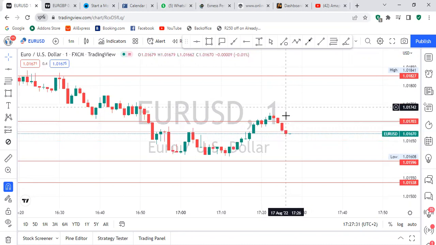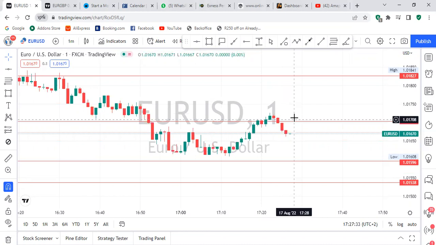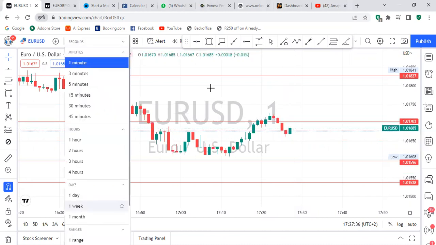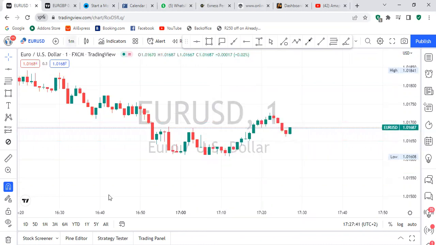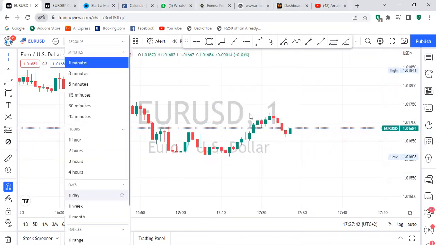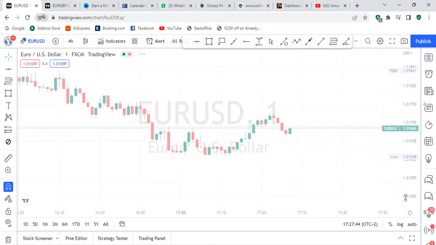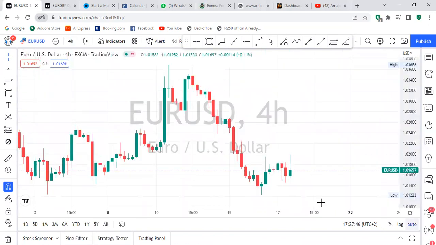So these lines are very important, right? Let's also use the trend lines. Let me go back to my maybe 4 hour, we can say 4 hour. And let me try to use my trend lines.